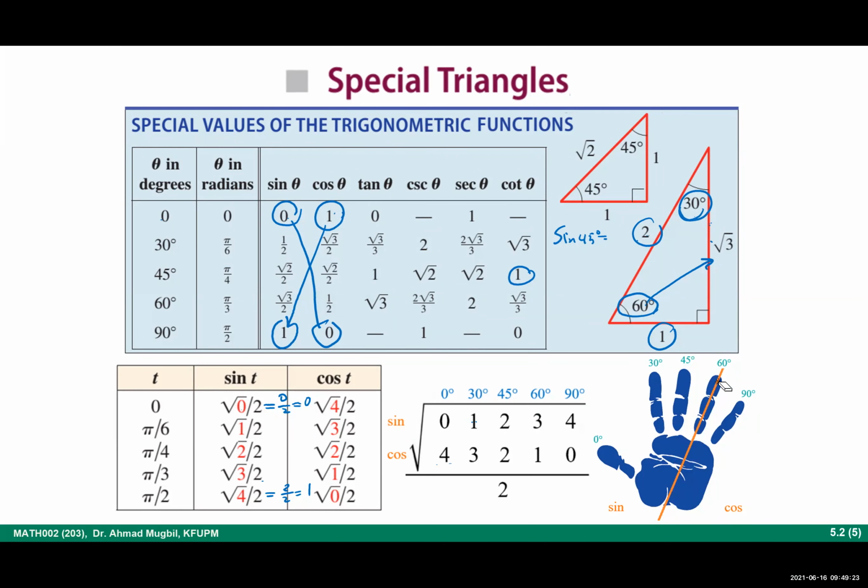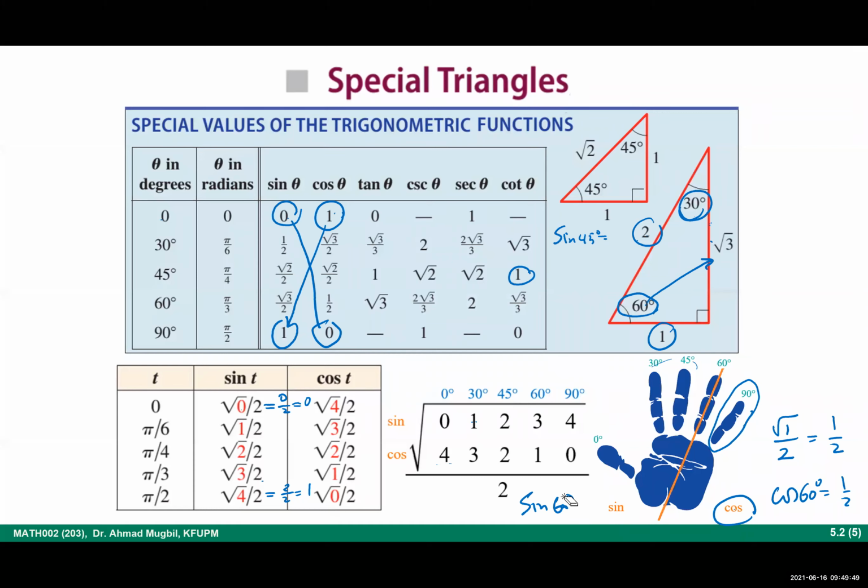Now, this is 60, guys. What is on the right is cosine. What is on the left is sine. Okay, keep this in mind. Now, how many fingers do we have here, guys? 1. So it will be the square root of 1 over 2, which is a half. So we have cosine 60 equals a half. Sine 60 will be what? How many fingers do we have? We have 3. So it will be the square root of 3 over 2. And this is the way. You can do that also for 45, 30, for whatever. Okay? Is this clear, guys?